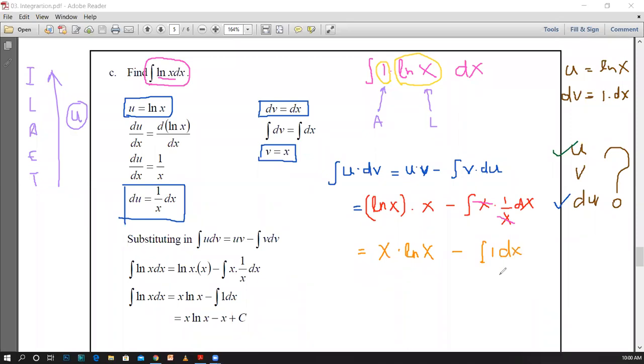Therefore, if you perform the integral accordingly, you get x times ln x minus the integral of 1 with respect to x, which is x, and at the end you need to add the arbitrary constant c. This is how we obtain the integral for the natural logarithm. Therefore, the integral of ln x is equal to x times ln x minus x plus c.